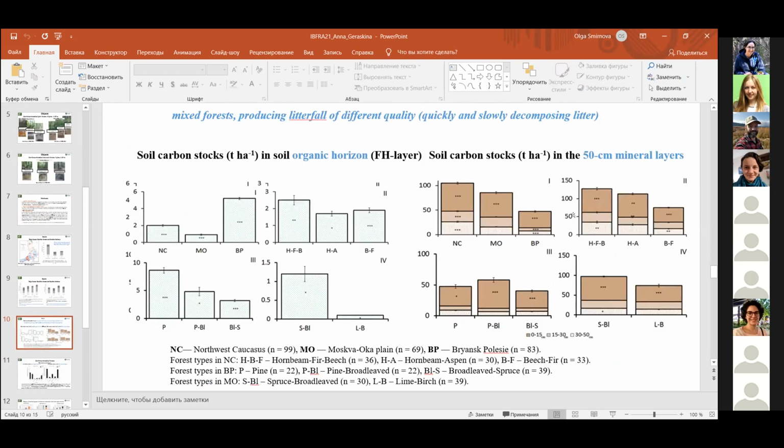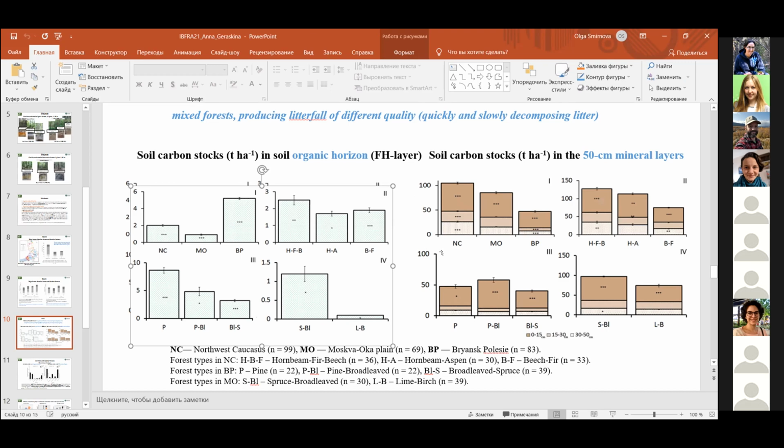In coniferous broadleaf forest, we had some differences in soil carbon stock in organic horizons and mineral horizons. In organic horizons, differences are connected with type of forests, region, type of soils, and activity of soil biota. About activity of soil biota will be in next slides.